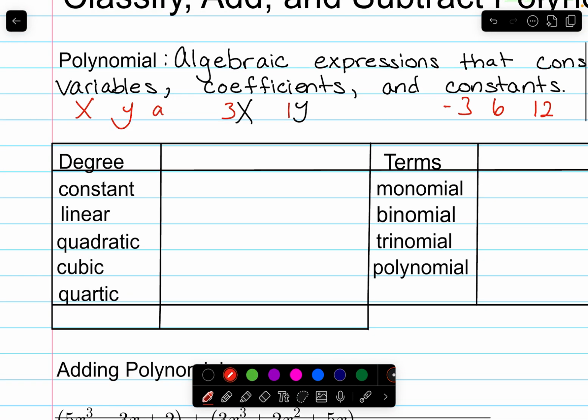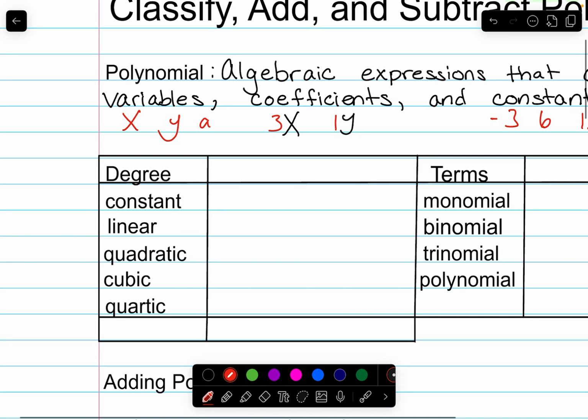Okay. Things that are not variables. It's very important that we know this. I'm going to write that in blue. Not. An example of that would be 1 over x. If we have a variable in the denominator, this entire thing is no longer a polynomial.